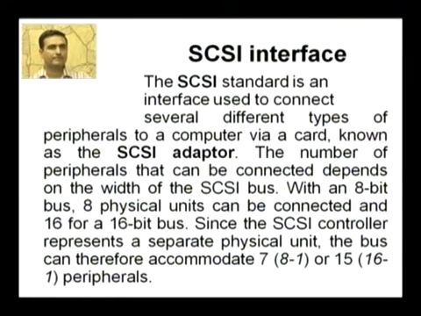The SCSI controller itself represents a separate physical unit. So the total peripherals connected will be 16: one is the SCSI controller plus 15 other peripherals. So in total they will become 16 peripherals.